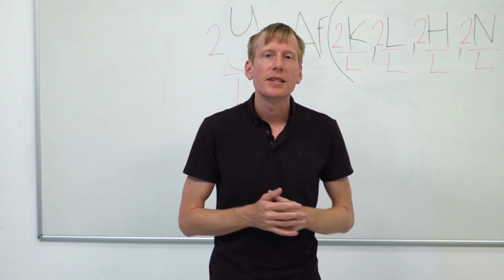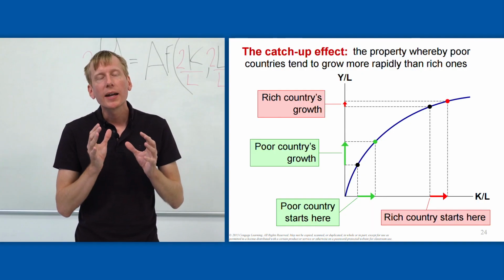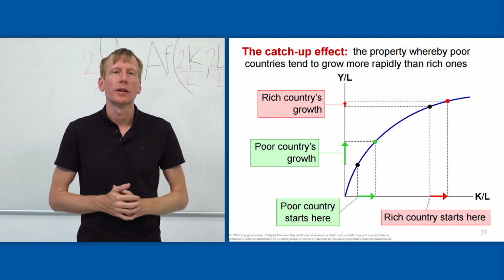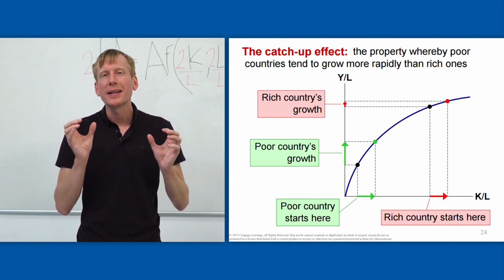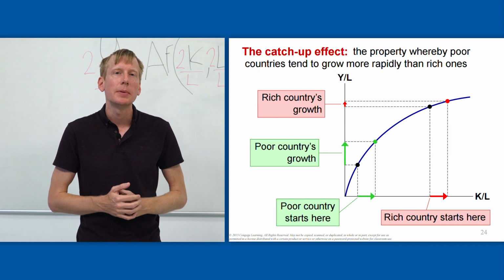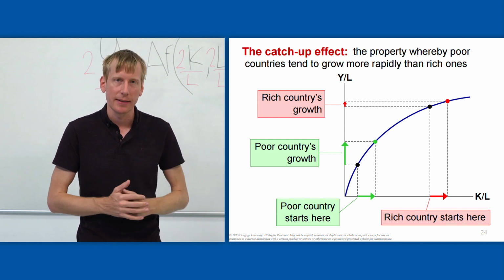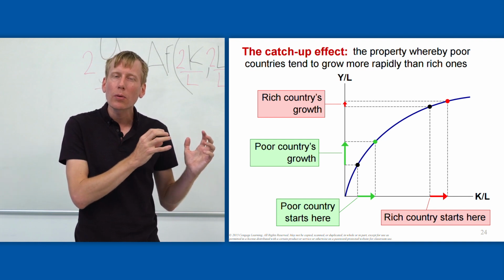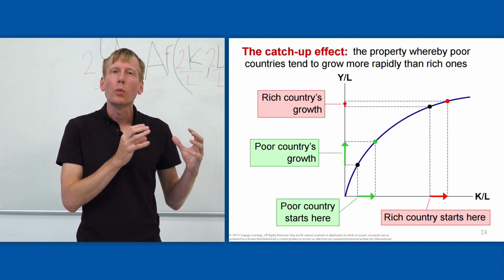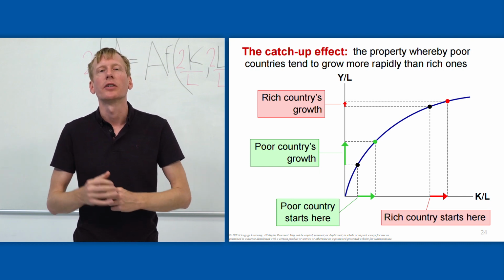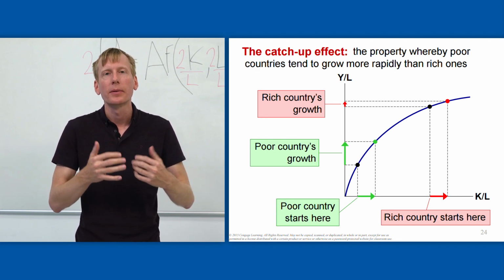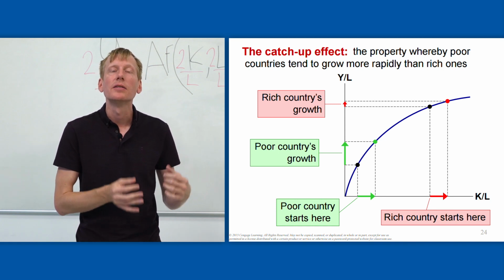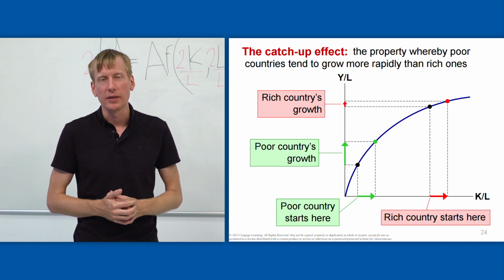As another example of this catch-up effect, if we have two countries, a rich country and a poor or middle-income country, and those two countries spend the same proportion of their GDP on saving and investment, what we would see is that the middle-income or poor country would grow at a much more rapid rate than the rich country did. They would catch up because the capital that they were investing in was much more productive than the capital that the rich country was investing in.